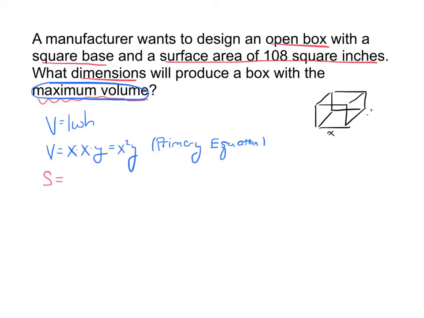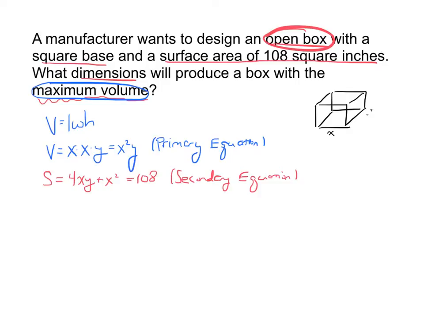We know that surface area is equal to the area of all the sides added up. Now we have four sides. Four sides with an area of x times y. And then the bottom, the base of our box, would have an area of x squared. And it's an open box, so there's no top. Now this is equal to 108 square inches. And this is our secondary equation.